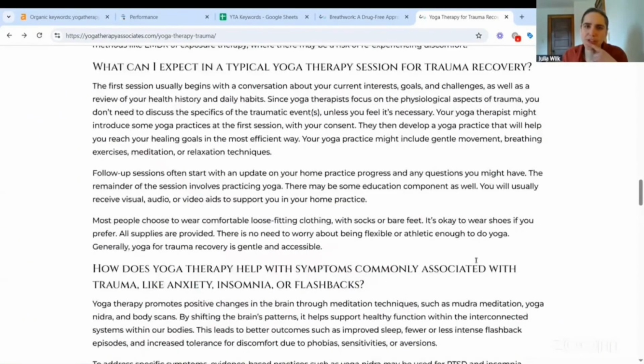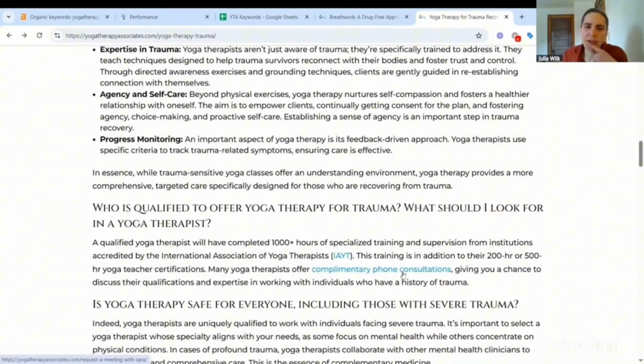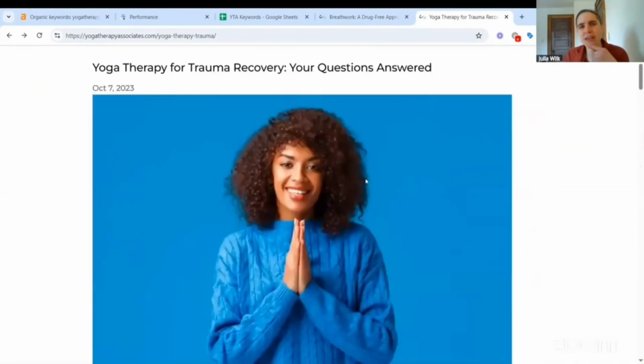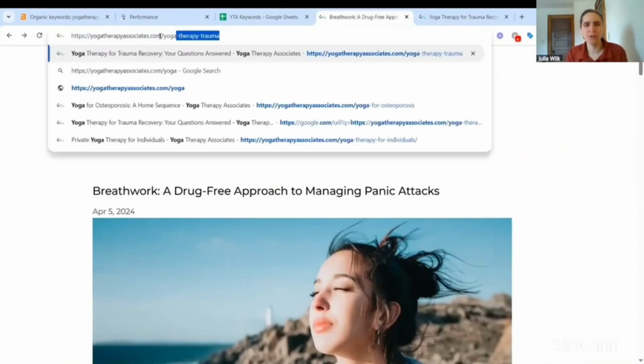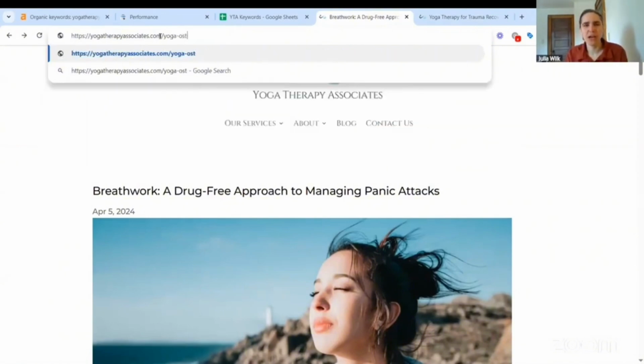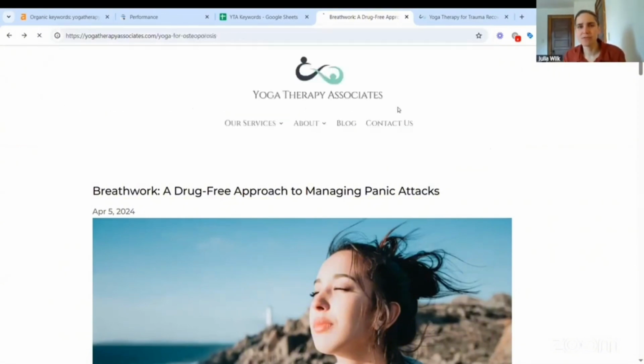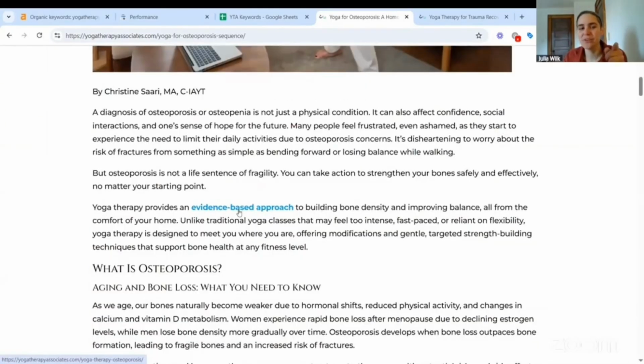And I kind of noticed that throughout other pages too, that there could be a little more. I was looking at the osteoporosis one as well, just because we talked about osteoporosis a little bit more specifically. Evidence-based approach is linking over to yoga therapy, osteoporosis, which again, makes sense. And you might think that this is going to be an article about what it means to be an evidence-based approach, as opposed to what?